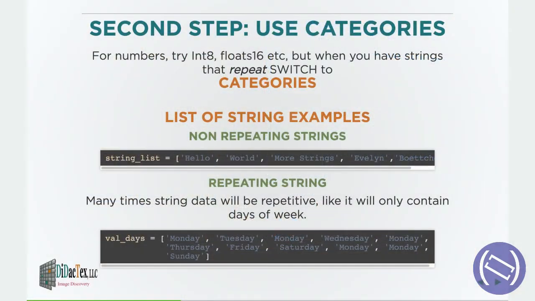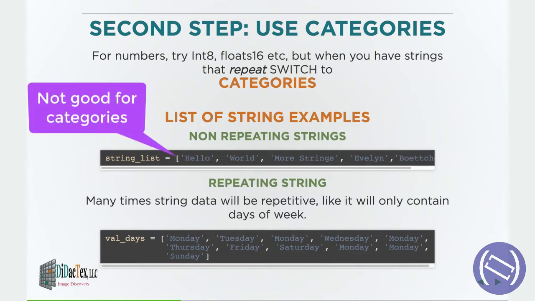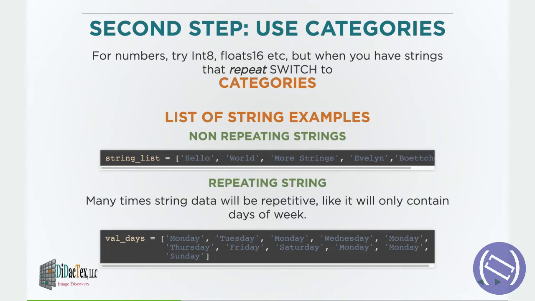And then the second step is to use categories. You don't always have the luxury of having numbers. A lot of times you want to process strings, and strings tend to repeat a lot in a data set. If the strings are repeating, then you should use categories because that drops the data set size quite a bit. An example of non-repeating strings is a list like hello world, more strings, Evelyn, Boettcher. None of these are repeating, so using categories would be a waste because there's overhead and it's not giving you anything.